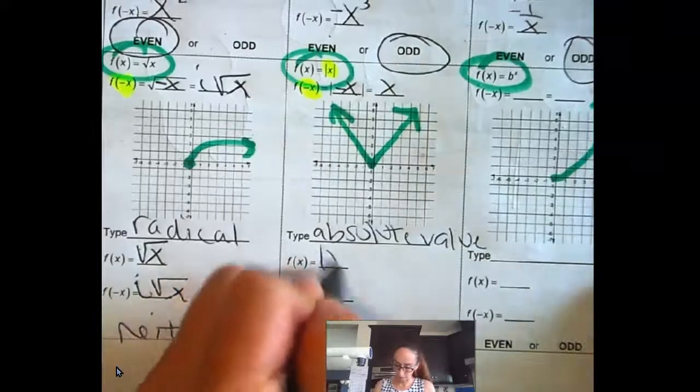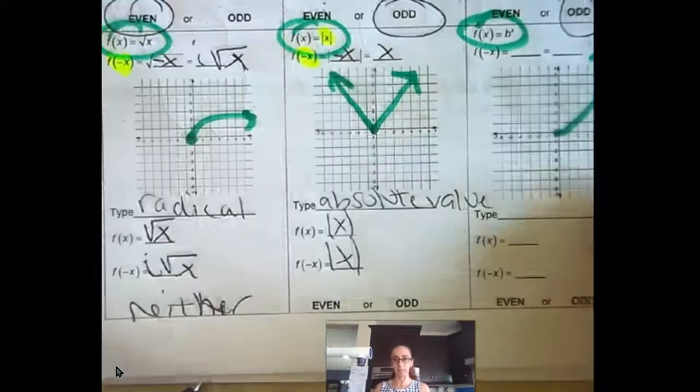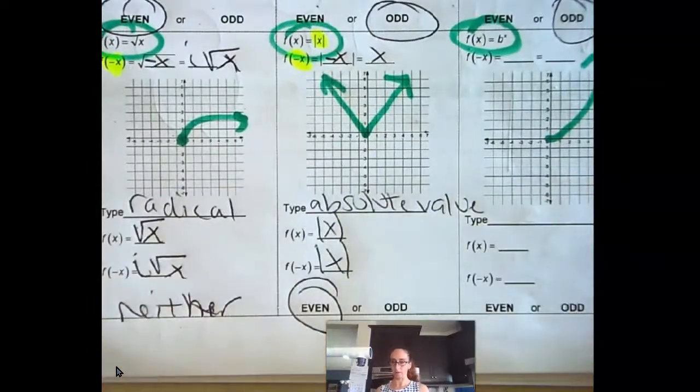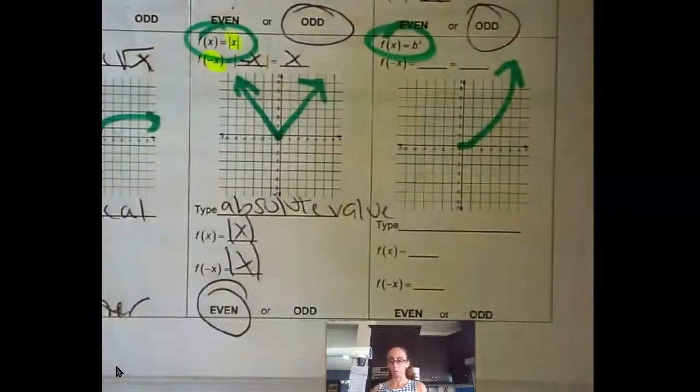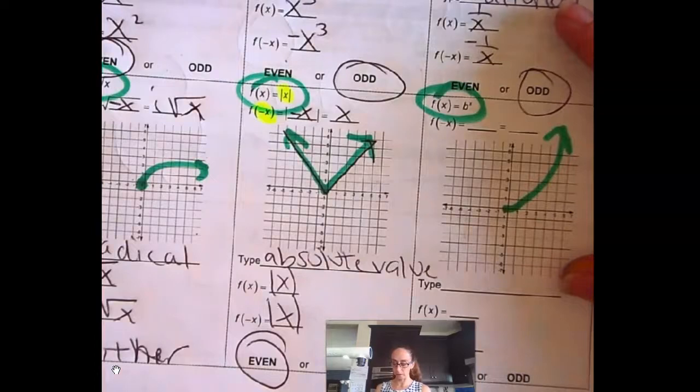So the original was this. And the new one is this. So it is the exact same thing. It's even. Okay? Now let's go to this one. I should have graphed this. I didn't. Absolute value, the exact same thing. That's why it's even. Okay?